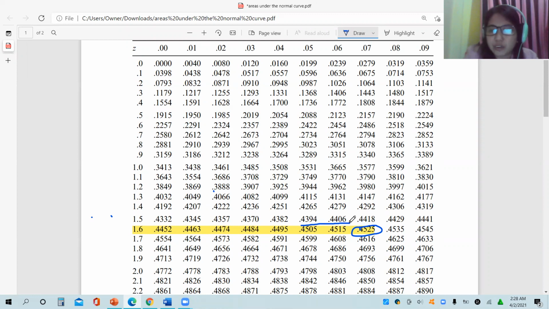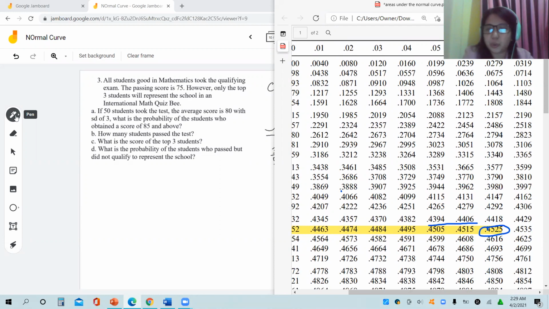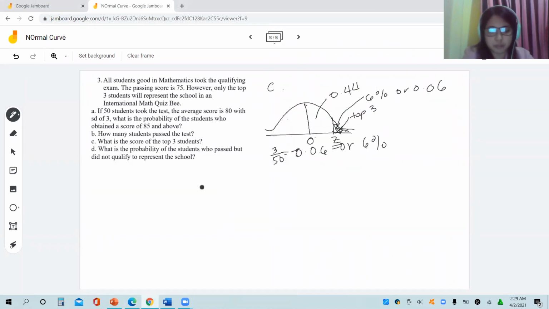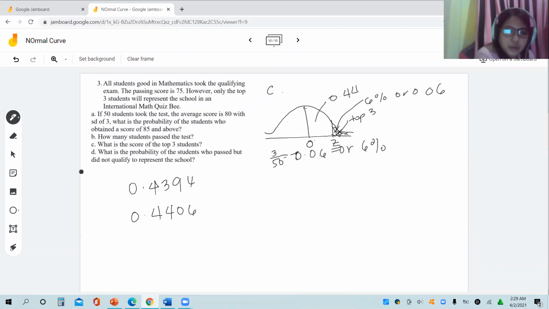So where is 0.44 located? We have here options to choose, whether it is 0.4394, since of course we cannot find here an exact 0.44. So which is near to 0.44, it's 0.4394 and 0.4406. So how will we determine what z-score for this area we will choose? Let us just check first. Let us consider 0.4394 and the other one is 0.4406. We are going to deduct these values from 0.44 to determine which is nearer to 0.44.